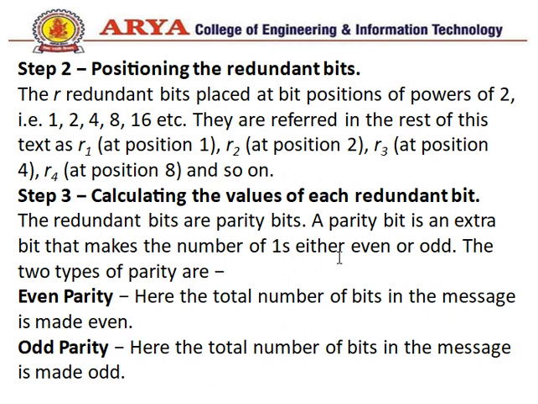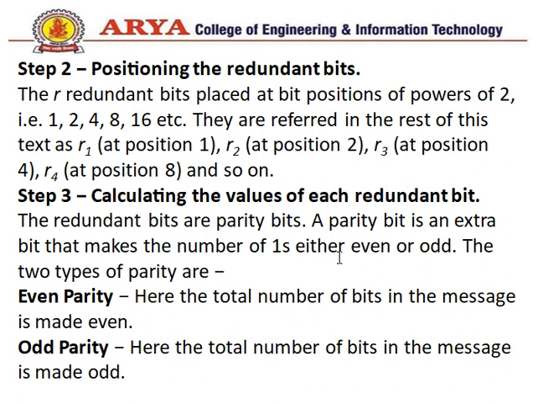Positioning the redundant bits: how they are positioned. Our redundant bits are at bit positions of powers of 2, that is 1, 2, 4, 8, 16, etc. They are referred to in the rest of this text as r1, r2, r3, r4 and so on.